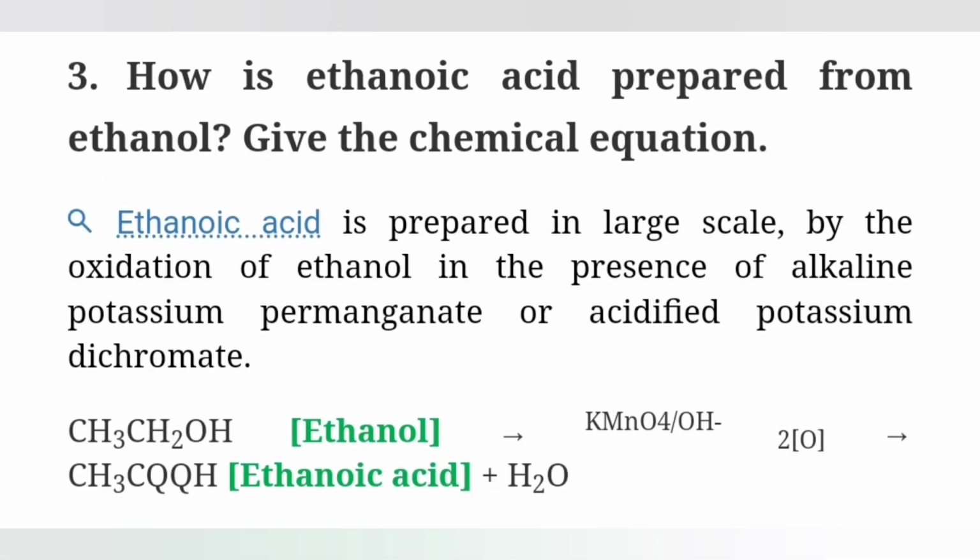Third one, how is ethanoic acid prepared from ethanol? Give the chemical equation. Answer, ethanoic acid is prepared on a large scale by the oxidation of ethanol in the presence of alkaline potassium permanganate or acidified potassium dichromate. CH3CH2OH, ethanol, then CH3COOH, ethanoic acid plus H2O.